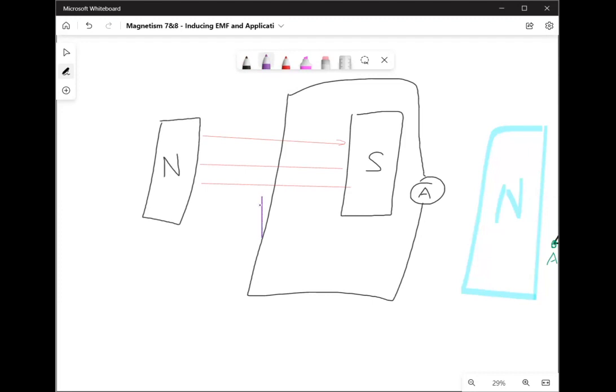Sir, want to be from the positive to the negative terminal? There are no terminals. There is no battery connected. There's no power supply. So we have to guess the direction of the current. Which end of the ammeter will be positive, which will be negative? Sir, it would be clockwise. It's motion.